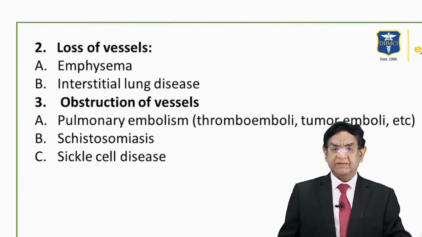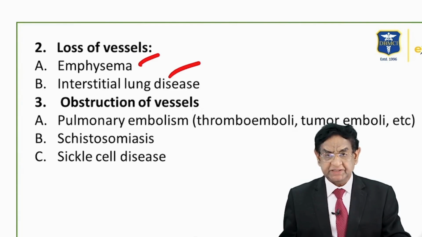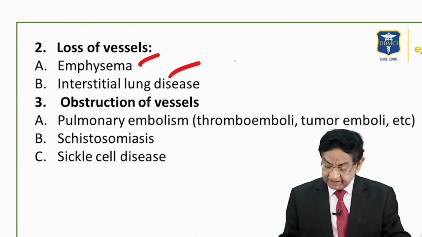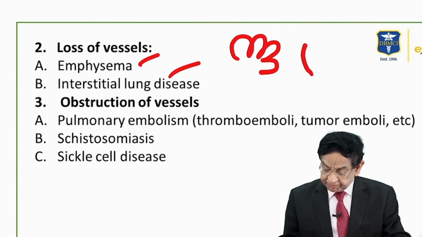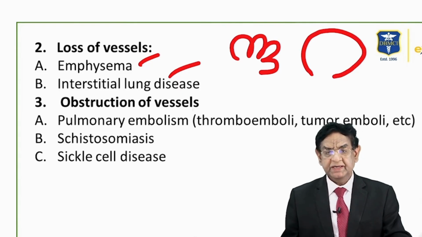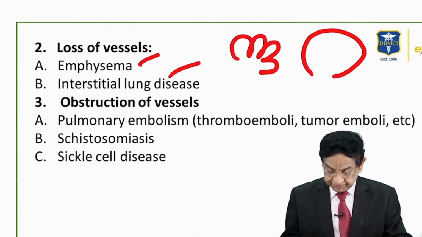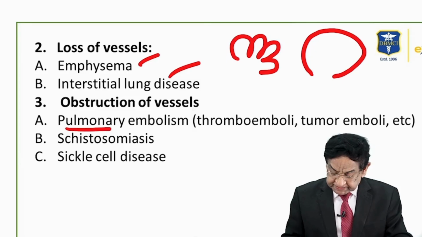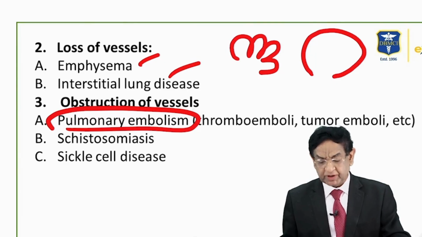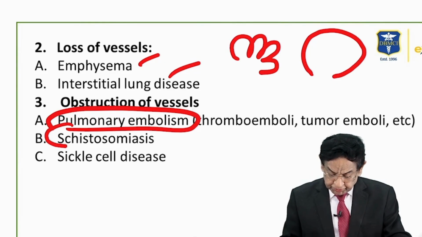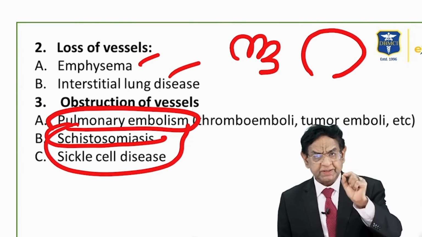Loss of blood vessels may occur, typically in emphysema and interstitial lung disease. We all know very well in emphysema, this is a normal alveoli, and in emphysema it all ruptures and they become a single alveolus. Definitely when it gets like this, a lot of capillaries are also lost. Obstruction of vessels, the best example is pulmonary embolism. Cannot afford to forget this. Schistosomiasis and sickle cell disease, these three are the most important things which can lead to it.